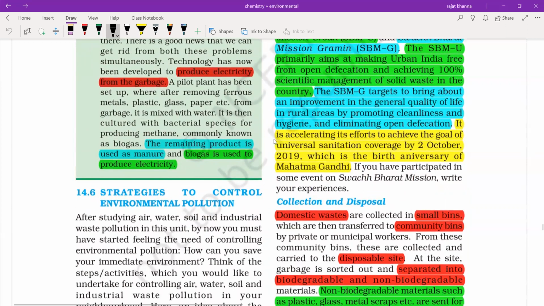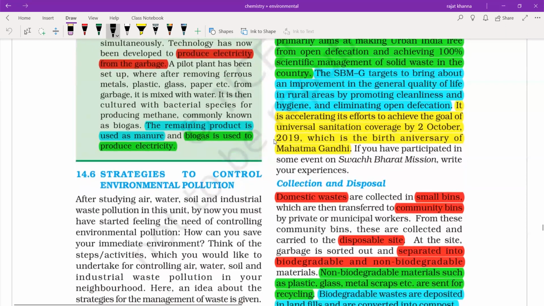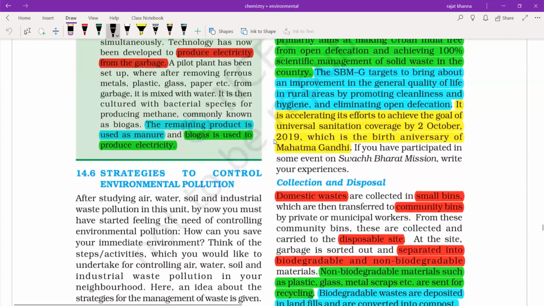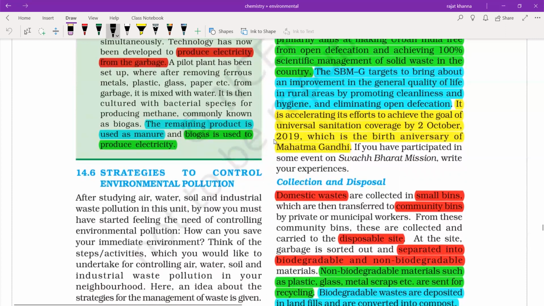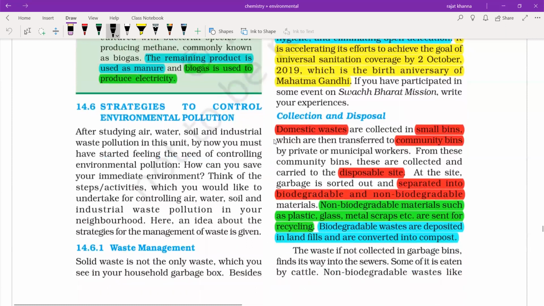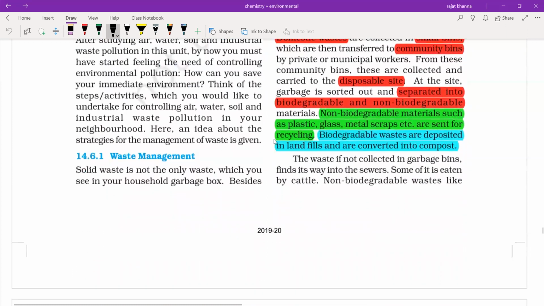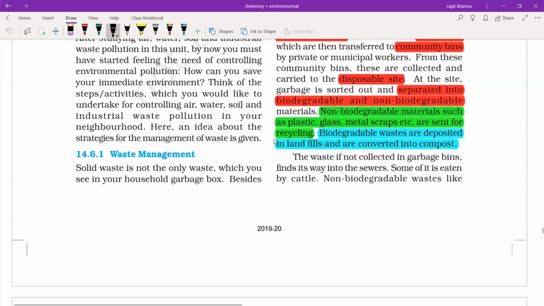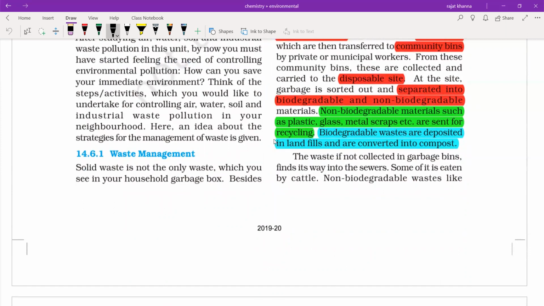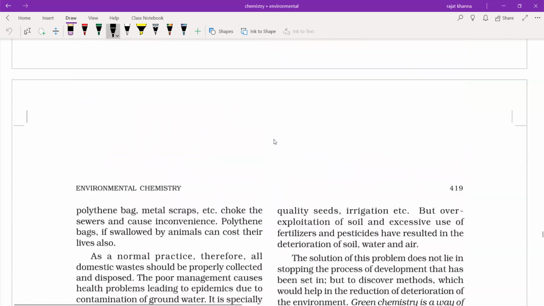It is accelerating its effort to achieve the goal of universal sanitation coverage by 2 October 2019, which is the birth anniversary of Mahatma Gandhi. If you have participated in such an event, then write it down. Domestic waste from small bins, community bins, and disposal sites is separated into biodegradable and non-biodegradable. Non-biodegradable materials such as plastic, glass, and metal scraps are sent for recycling. Biodegradable waste is deposited in landfills and converted into compost.